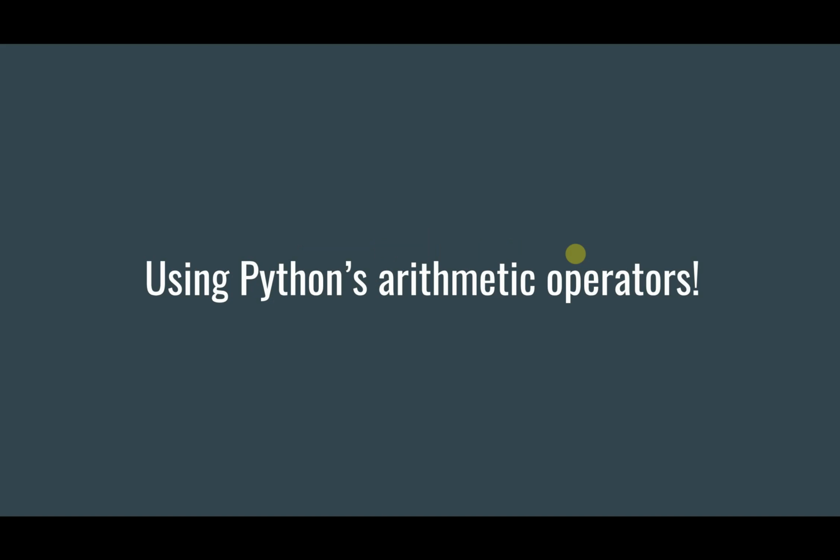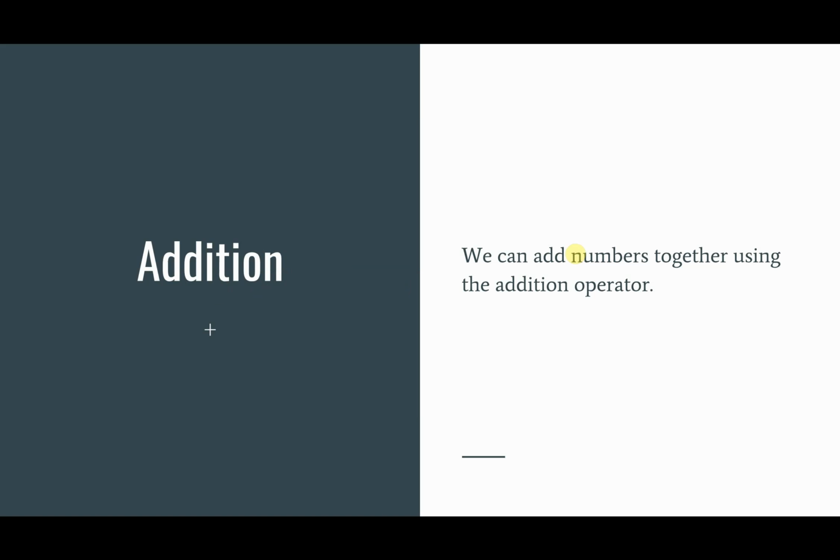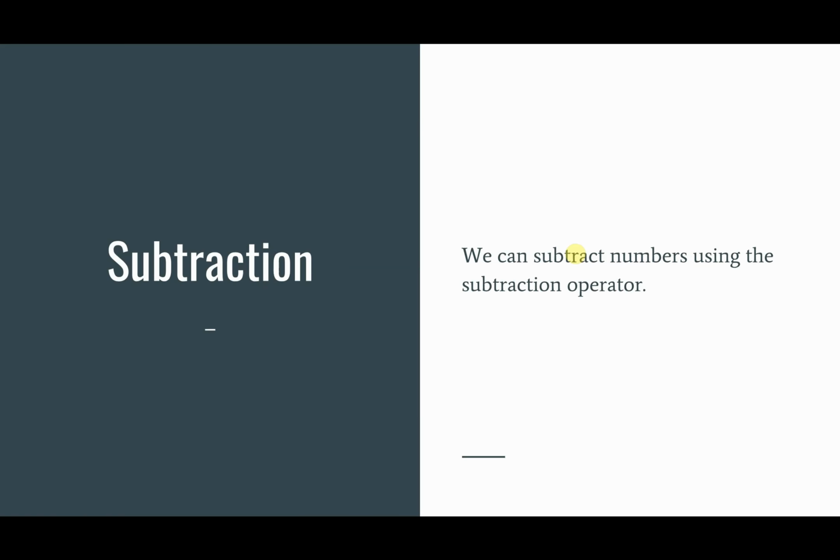Python has a couple of built-in arithmetic operators. The first one is the addition operator, and it's indicated by the little plus sign. We can use this to add numbers together. The other one we can use is the subtraction operator. Again, it's just a little minus sign, and this allows us to subtract two numbers.